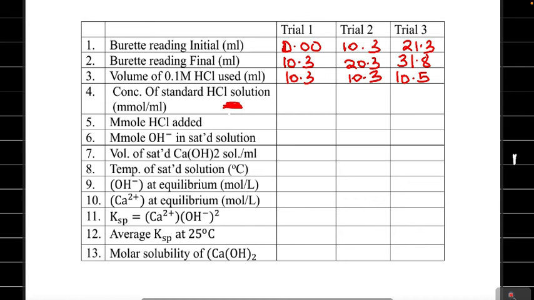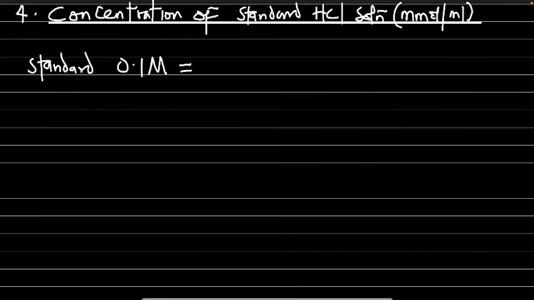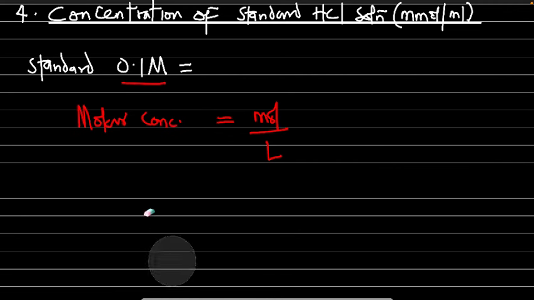But before we do that, in table number 4, they said concentration of standard HCl in millimole per mL. Now, let me take us to somewhere else. Recall that, let's use the red marker, molar concentration is always moles per liter. Now, they are asking me to convert 0.1 molar to millimole per mL. This is what I'm going to do.